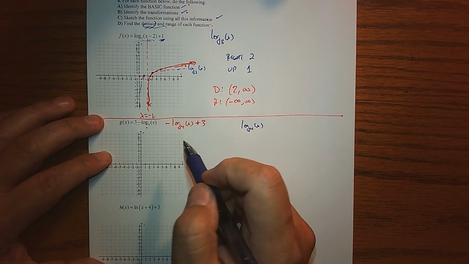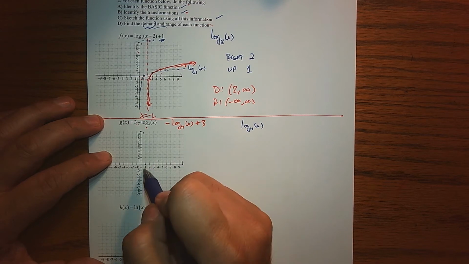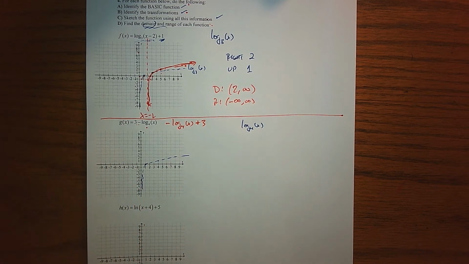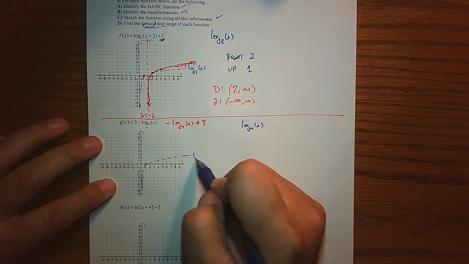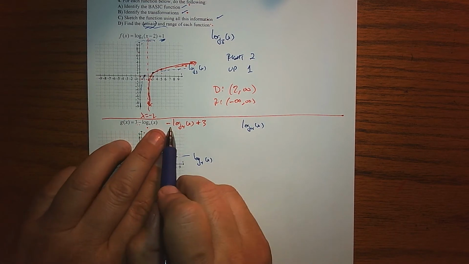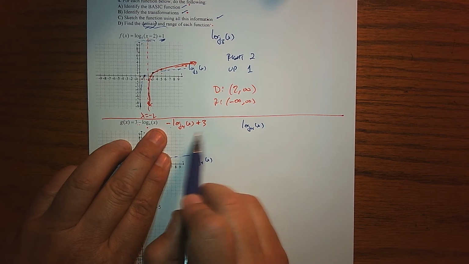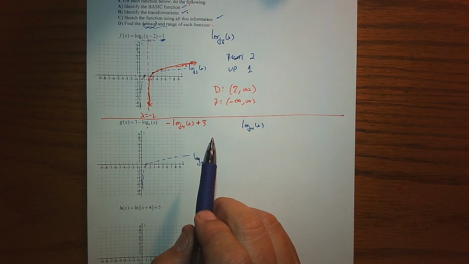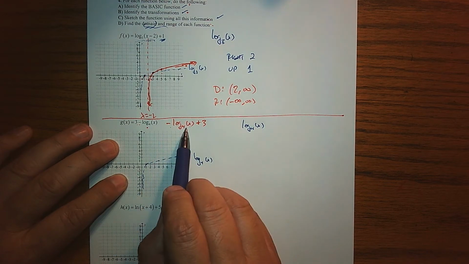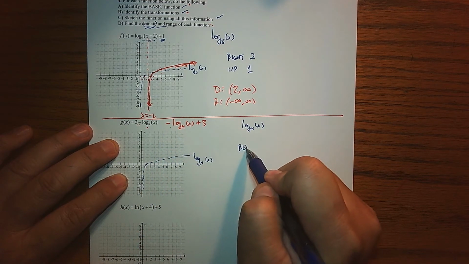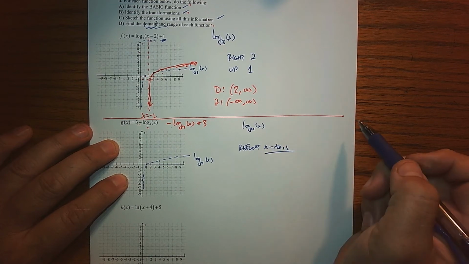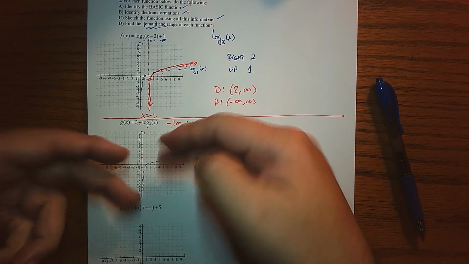It's going through (1, 0). It's going through (4, 1). And it's looking like that snapshot right there. So there is what a log base 4 of x graph looks like. What are the transformations? Well, there's nothing happening to the x, so we're not moving it left or right, so no horizontal transformations, but this negative is impacting the logarithmic function. So this means that there's a reflection through the x-axis. So this is flip-flopping through the x-axis.